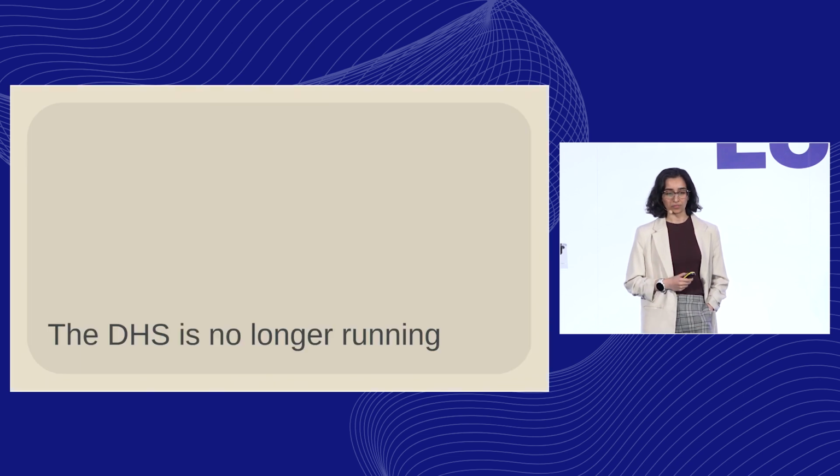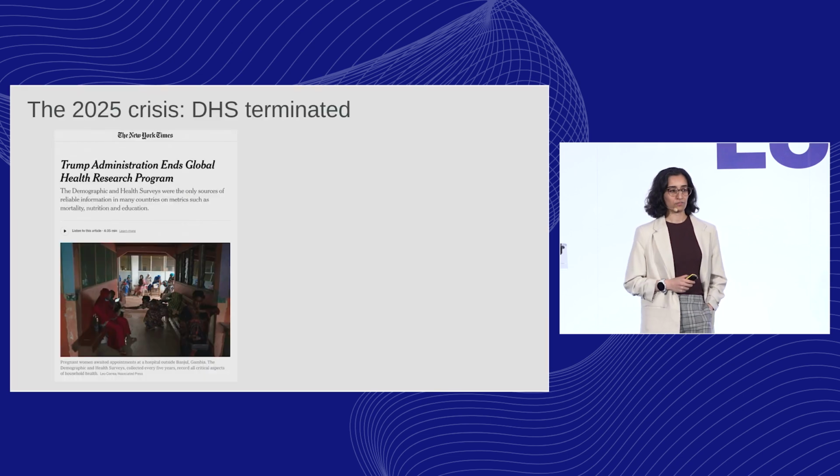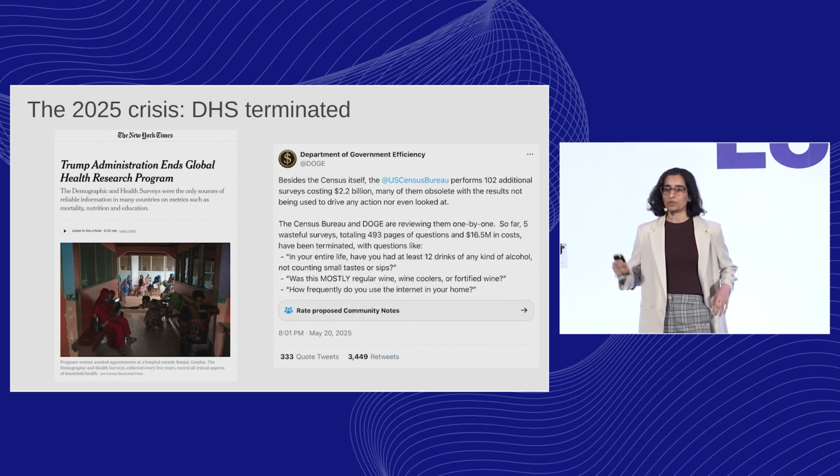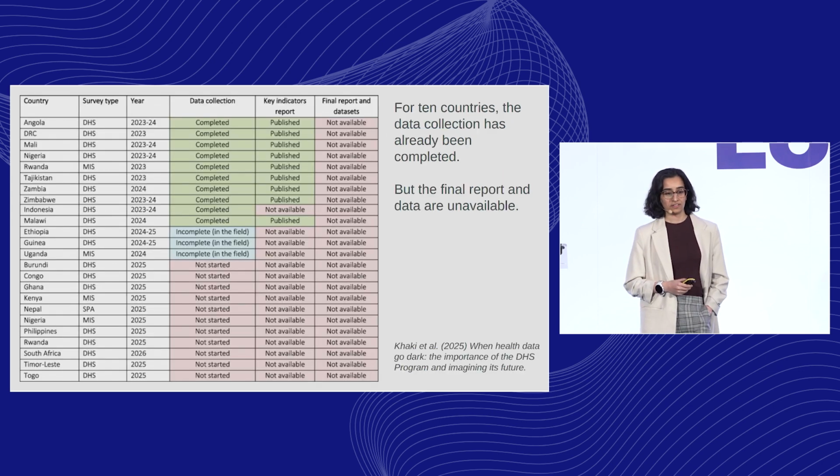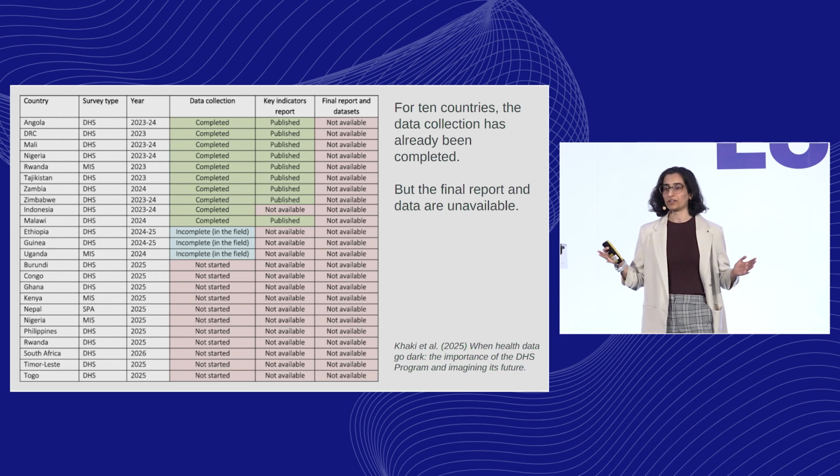And the reason I'm bringing this up is because it's no longer running. In February, the demographic and health surveys was terminated. And I think this was part of a larger effort or skepticism around data collection and its value. And it's particularly sad because there were several surveys going on at the same time while the survey was terminated. So 23 surveys were actually ongoing at this point. And in 10 of them, the data collection had already been completed. The final report and the data are unavailable, even though all of that effort has already been made. So this is particularly inefficient.